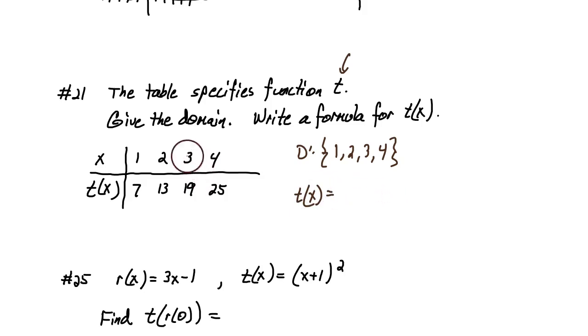To do that, we have to look at the values in the table. Let's first check to see if this is a linear function. Is there a constant rate of change? When this increases by 1 unit, this increases by 6 units. When this increases by 1 unit, this increases by 6. When this increases by 1 unit, this one increases by 6. Our rate of change is an increase of 6 every time x changed by 1.